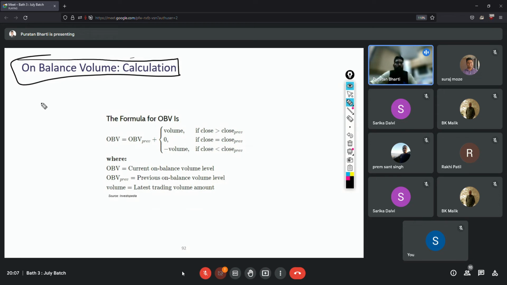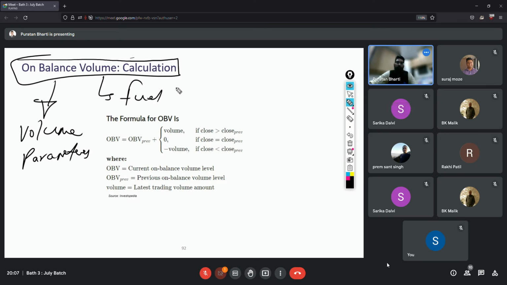So we are creating, as an ethical community, we want to have a very good understanding of volume parameters. What do I mean by volume parameters? Whatever indicator gives a good understanding of the volume, that we will focus on, because volume, as we know, is the fuel for the candles, right? Or basically for price movement.